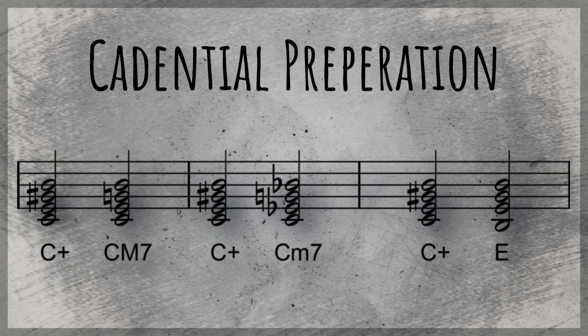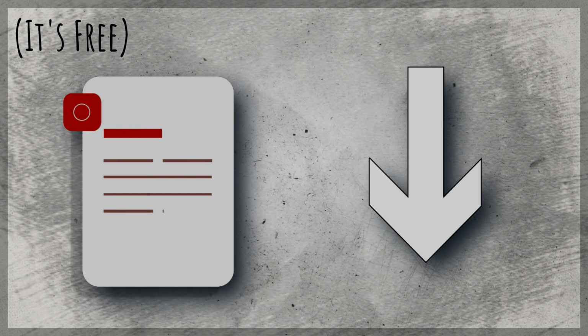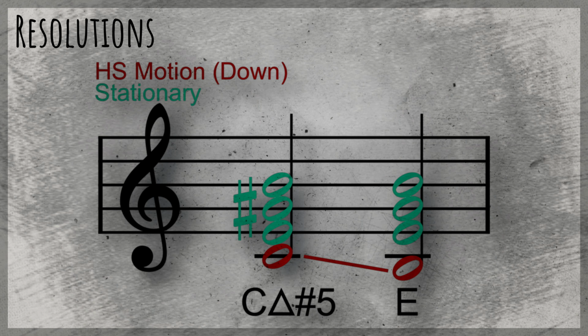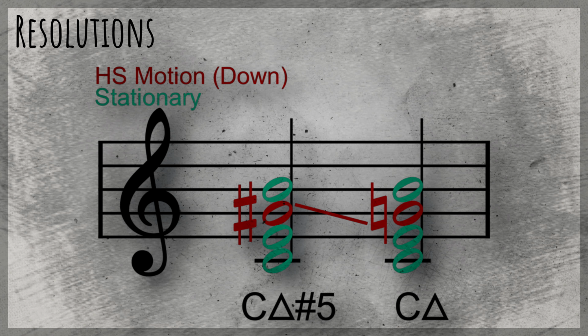There are many possibilities here, so I'll mention just a few, but a more detailed list is in the PDF linked below. One possibility involves lowering the root C to B while keeping all else stationary. The result is E major second inversion. You can also resolve to C major 7 by moving G sharp down to G.